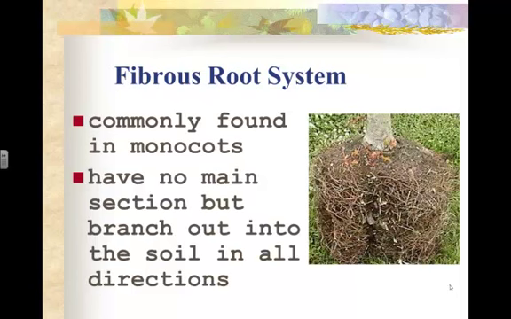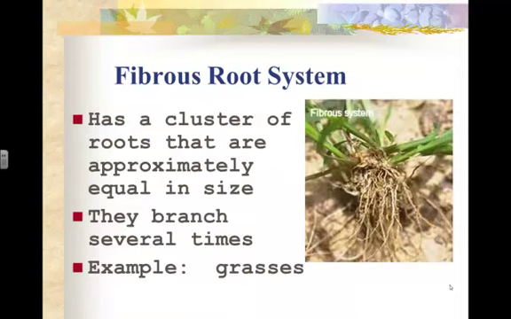Fibrous root system is found mainly in monocots. Remember our typical example of a monocot? Corn. You have no main section. If you look at all the roots in the root system, you'll see that there's just a bunch of branching all over, and the roots are about equal in size in diameter. Not length, but in diameter. So there's a cluster of roots that are approximately equal in size. They branch several times. That's a key thing. You don't have a lot of branching when you have a taproot. Grass is an example, and of course our corn would be an example.